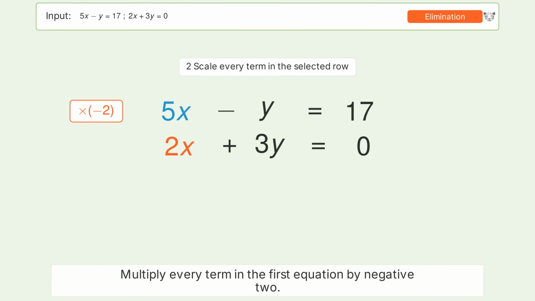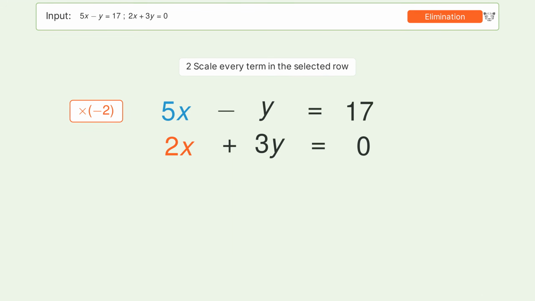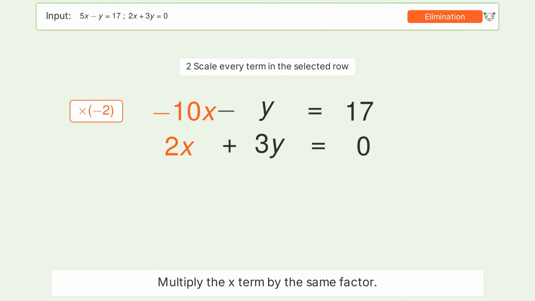Multiply every term in the first equation by -2. Multiply the x term by the same factor. Now multiply the y term by that factor. Finally, multiply the right side too.